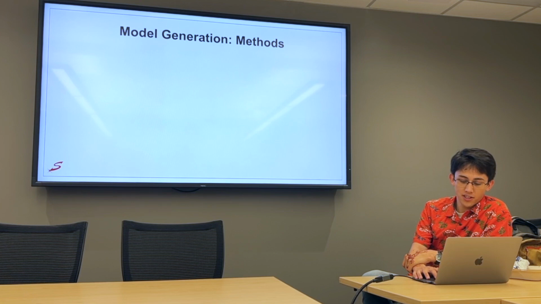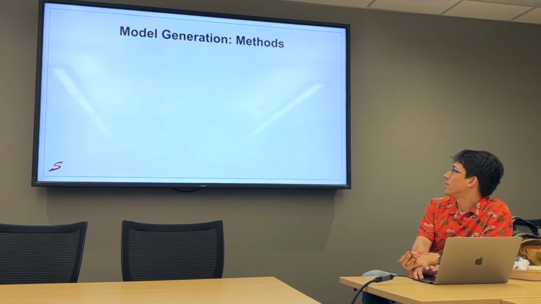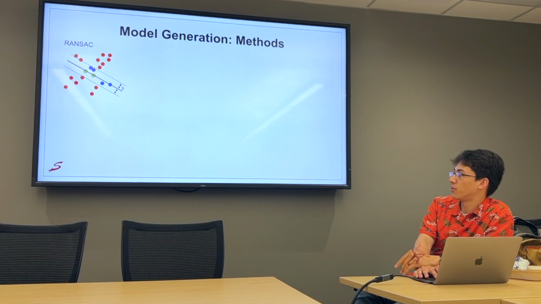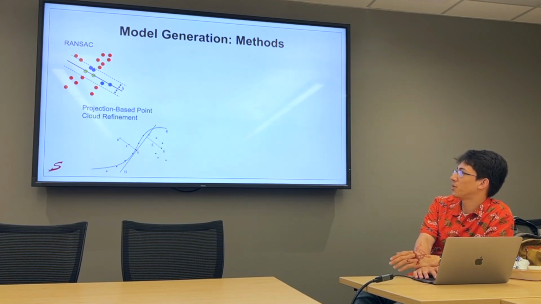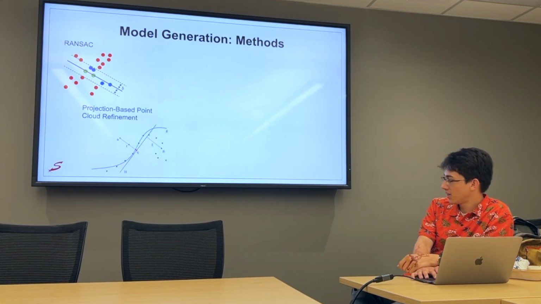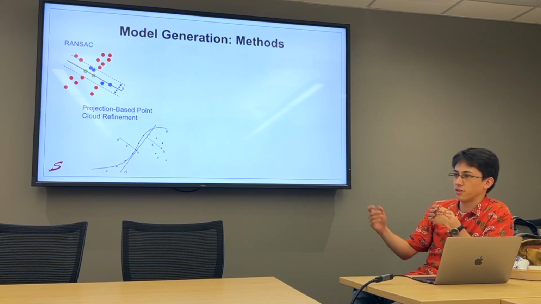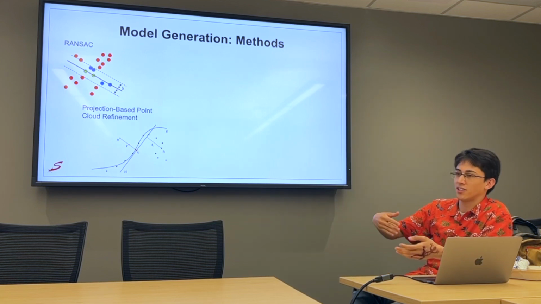And then, going beyond the types, there's also the methods. I first looked at RANSAC, which is a good way to reduce outliers or not consider outliers in computer vision. There's projection-based point cloud refinement. So I was thinking, okay, maybe I could refine the point cloud by using the primitive shape model, like projecting it onto the primitive shape model.